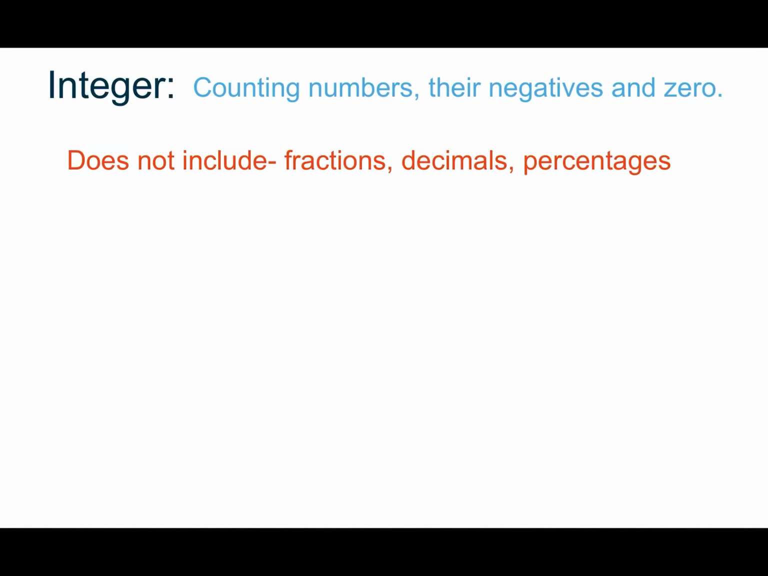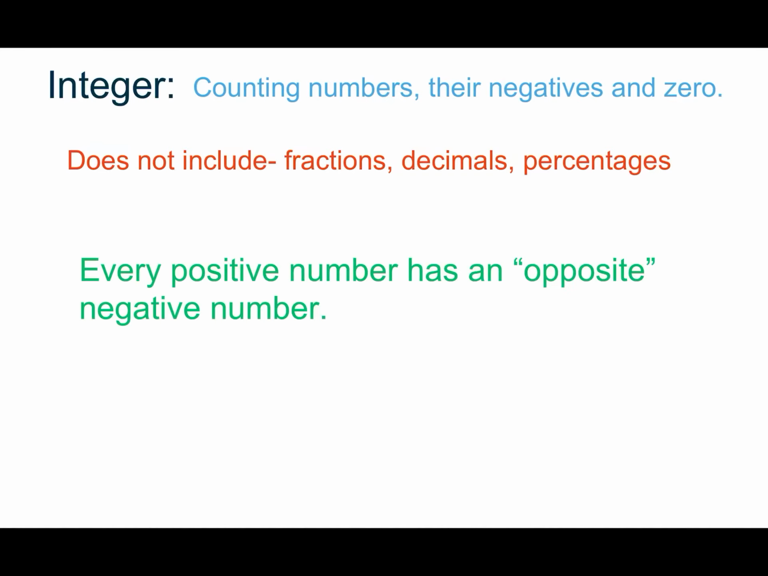Now, one thing I want to mention is every positive number has an opposite negative number. And conversely, every negative number has an opposite positive number. So if I were to take the number 10, okay? The opposite of 10 is negative 10. And the opposite of negative 10 is 10. So that's going to be kind of important moving forward.